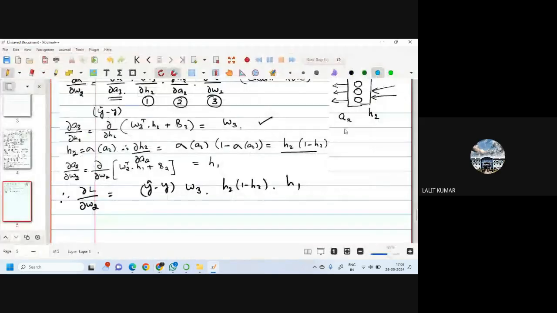So now we'll try to match the dimensions. W2 size, we know that, for example, W2 size is 4 into 3. W2 is 4 into 3.